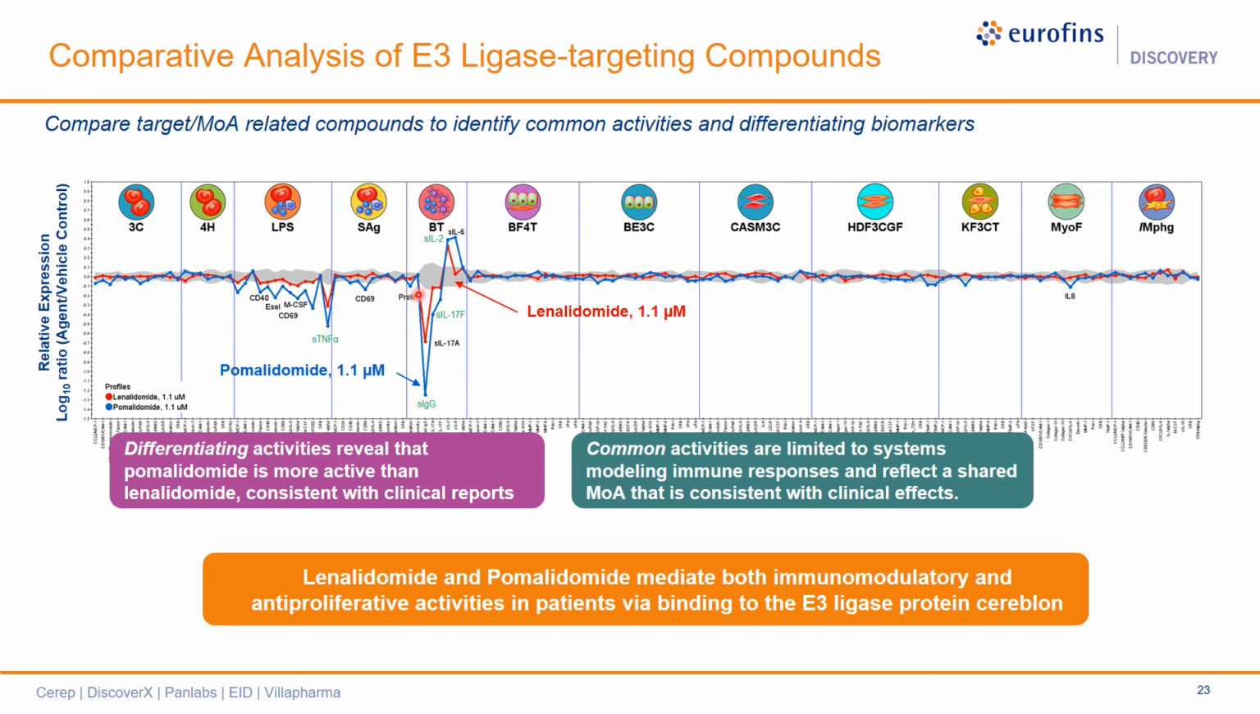Comparison of the profiles for two E3 ligase modulating compounds, pomalidomide and lenalidomide, reveals 4 common activities, annotated in green. These include effects only in immune cell-based models. The common activities indicate that pomalidomide and lenalidomide both inhibit B-cell activation, consistent with clinical use. 8 differentiating biomarkers were also identified, annotated here in black, and reveal that pomalidomide is more active than lenalidomide at the same concentration, which is also consistent with clinical reports.